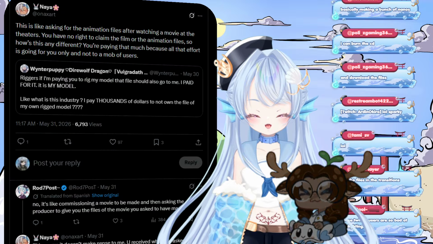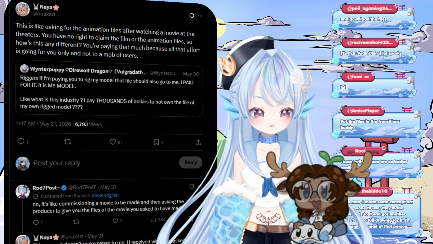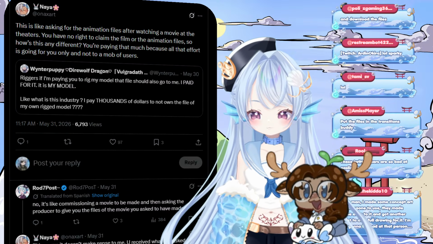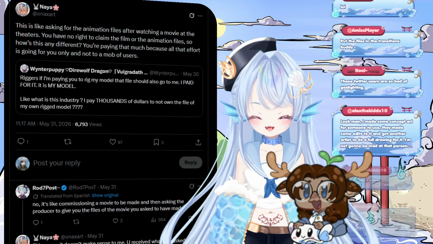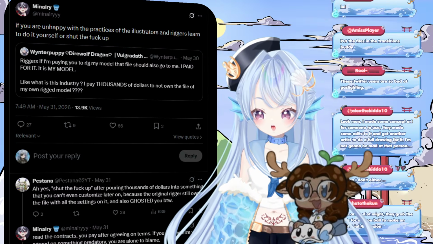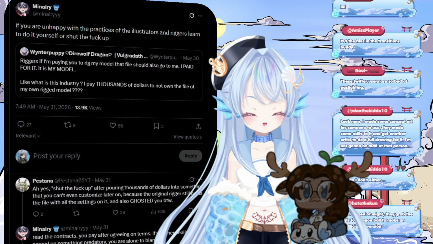Any of these that I had bookmarked are literally in a bookmark file called Riggas. Listen, can a Rigga borrow a file? If you are unhappy with the practices of the illustrators and riggers, learn to do it yourself or shut the fuck up.